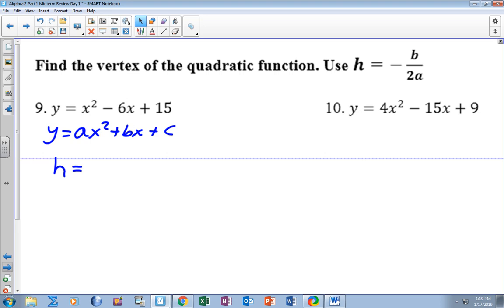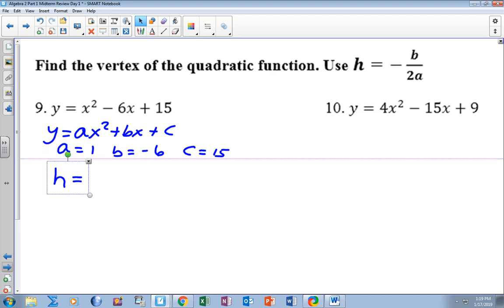In this case, my b value is what? Yeah, a is 1, b is -6, and my c value is 15. So to find the h, we're going to say the opposite of -6, which is +6, over 2 times my a value. So that's going to give me an h of 3.